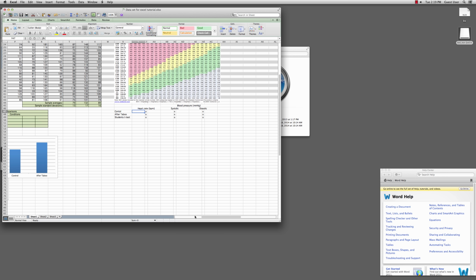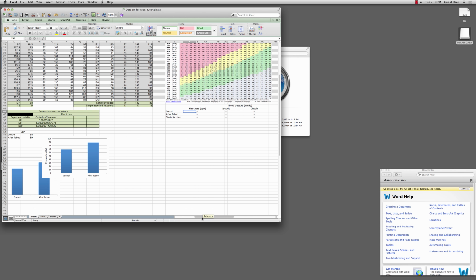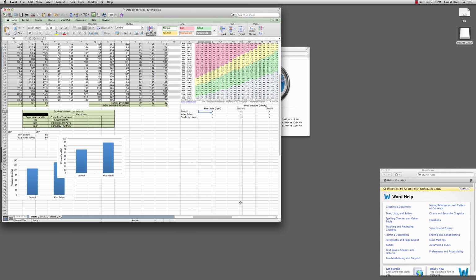So, heart rate, control, 79. 107 equals the box with the 68. Do the same thing for standard deviation, equals that box, equals that box, equals, nope, not that one, equals that box.